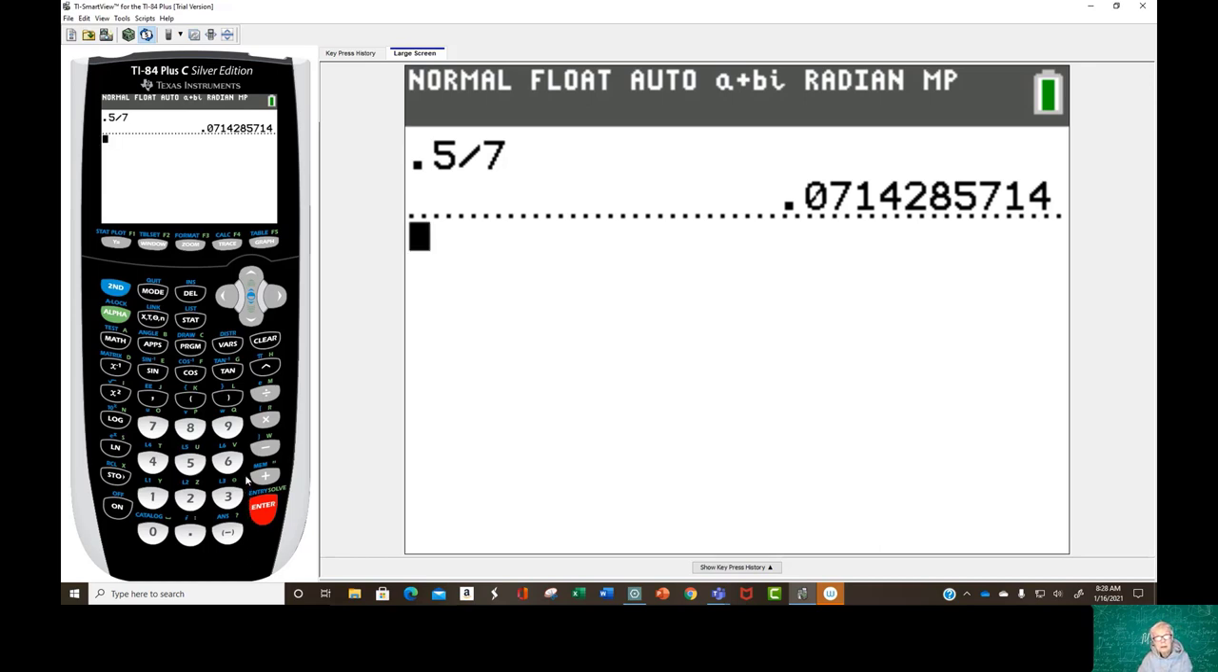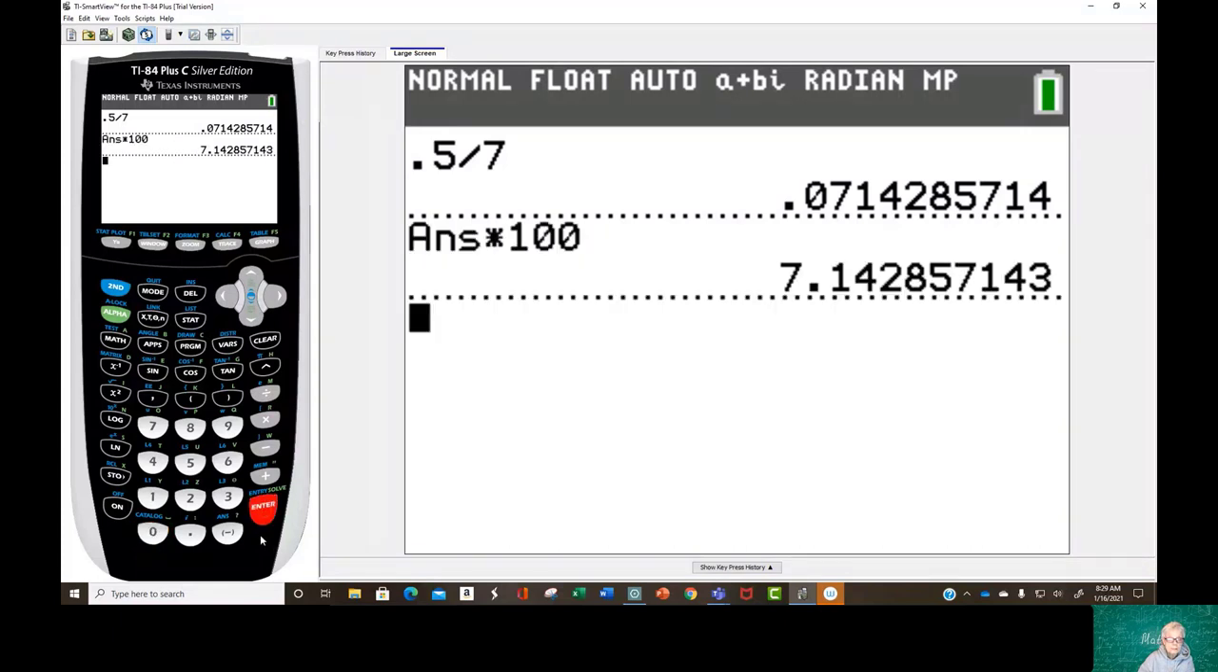Okay, don't round yet. Just take this number. Then we're going to multiply it by 100. Don't try to type that number, just leave it there. And type times. Because this number is now in the memory of the calculator, all you have to do is hit the multiplication key and type 100. The answer multiplied by 100. Okay, there's your answer. Now, that's what you'll be looking at.